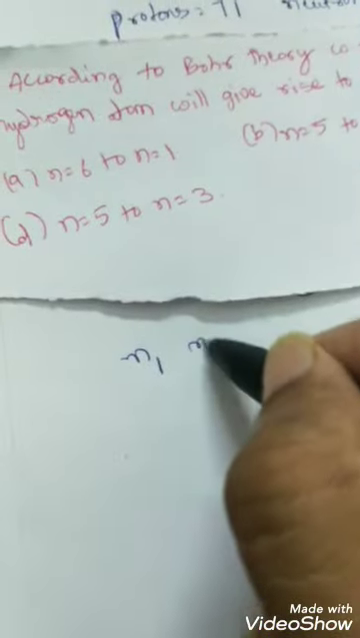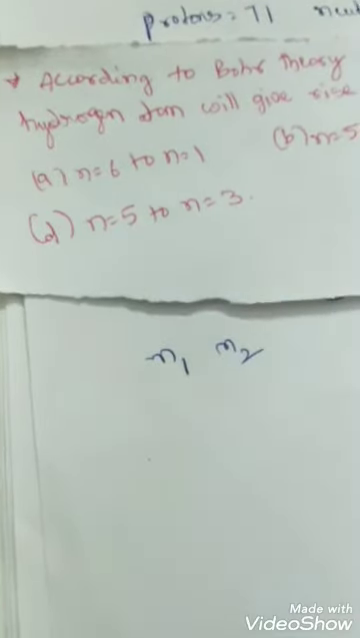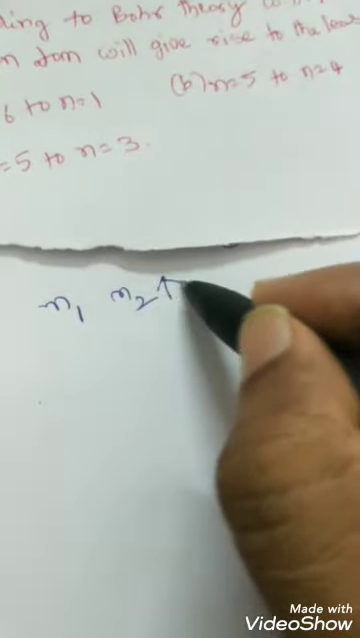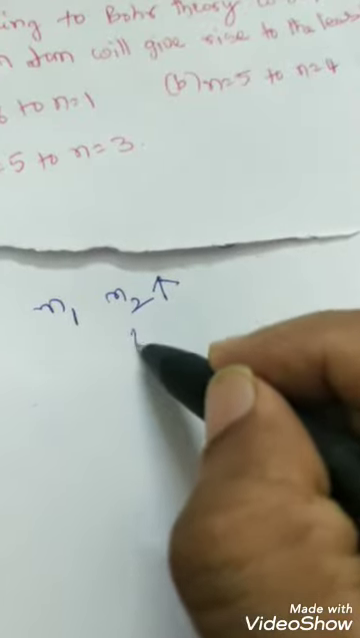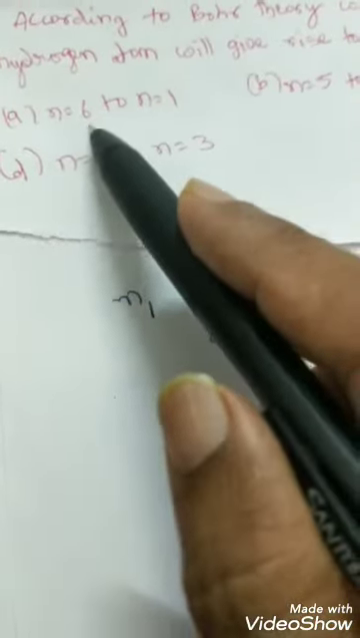See, the first one is n1 and the next one is n2. Remember, whenever the n2 value is more, it will have less energy. If the n2 value is more, then automatically it will have the least energy. Here, the first one is n1, the second one is n2. So a lower value means more energy.